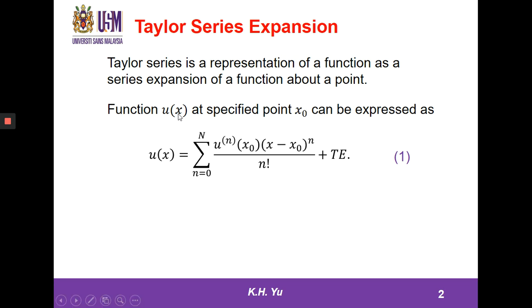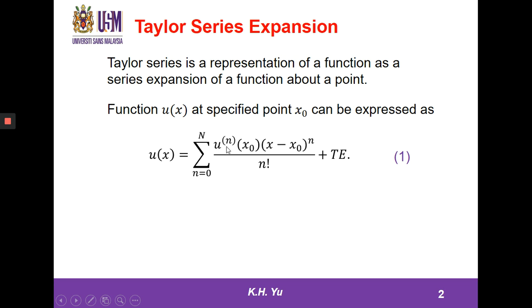So the function at x, as predicted from the function at x0, can be expressed as this formulation. This one is given from the Taylor series expansion. So the function u at x is equal to the summation of the terms from n equals 0 to n. So this term is made of a few individual terms.